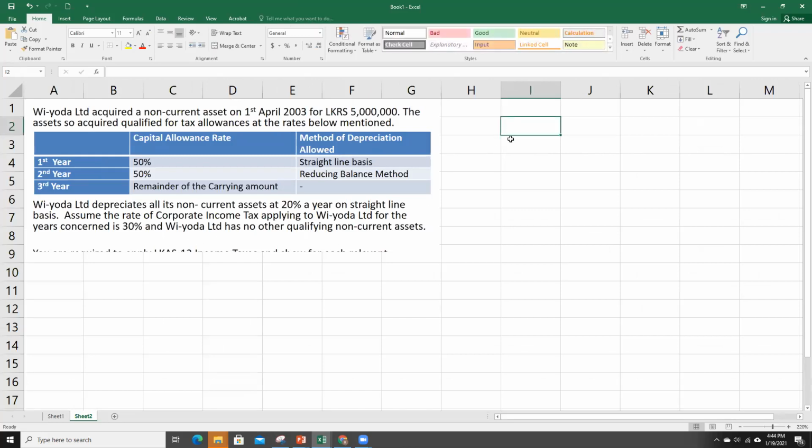Right, we will work out how many years, 1, 2, 3 years, no? 3 years. In terms of accounting, 20%, I mean, how many years can we use this asset? If the accounting depreciation is 20%, it means how many years we can use this? 5 years. Yes, 5 years. Good.